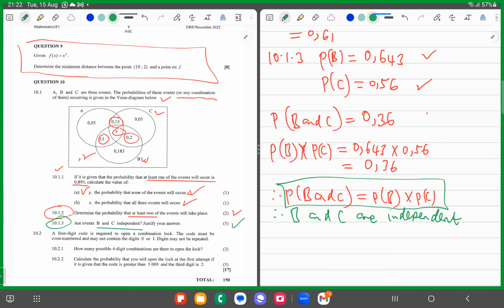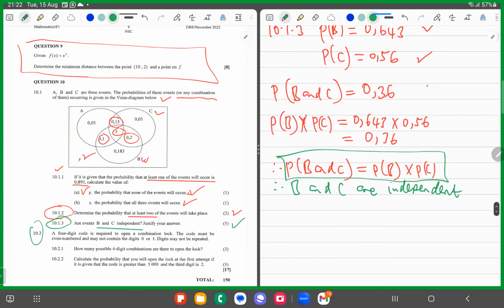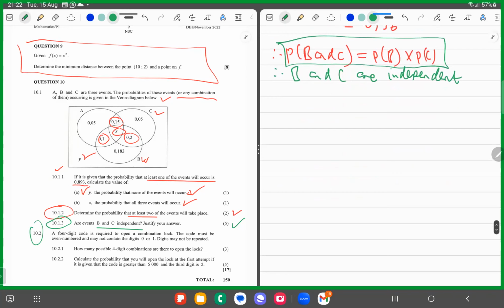Right, so we continue and we look at more calculations. At this point, what is the other question? 10.2. We're looking at a 4-digit code. Right, so in 10.2, then 10.2.1.